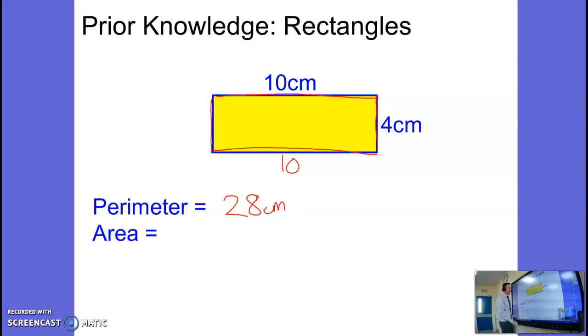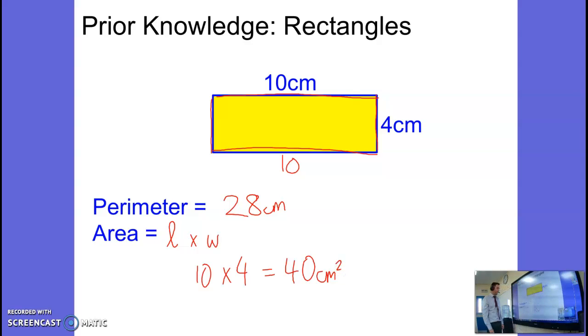And that is a length. It's not centimetres squared for an area, it's just a length. The area for a rectangle is length times width, or base times height, which is 10 times 4. And in this case that gives us 40, and they are centimetres squared for an area. So, very simple. Rectangles, we do length times width, or base times height, whichever you prefer.